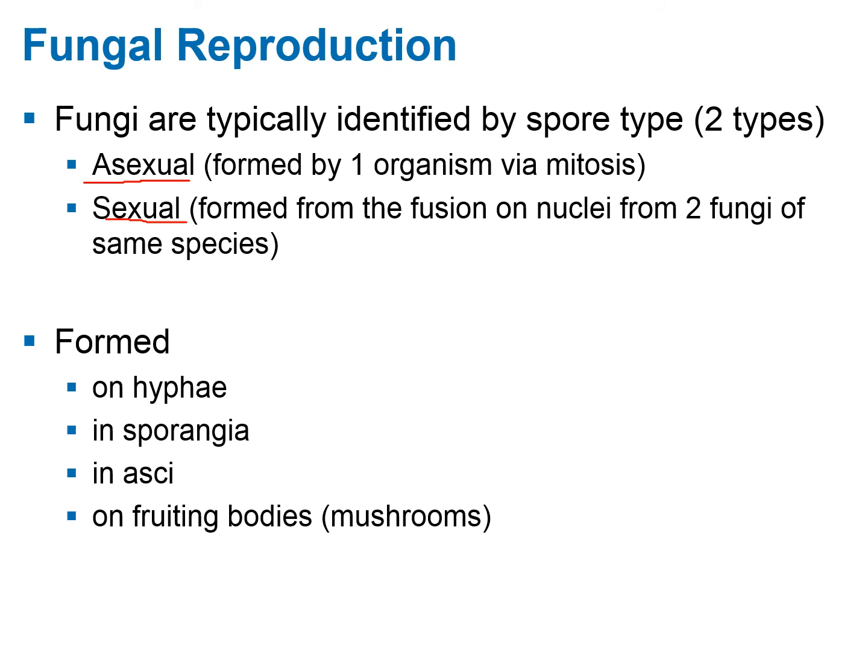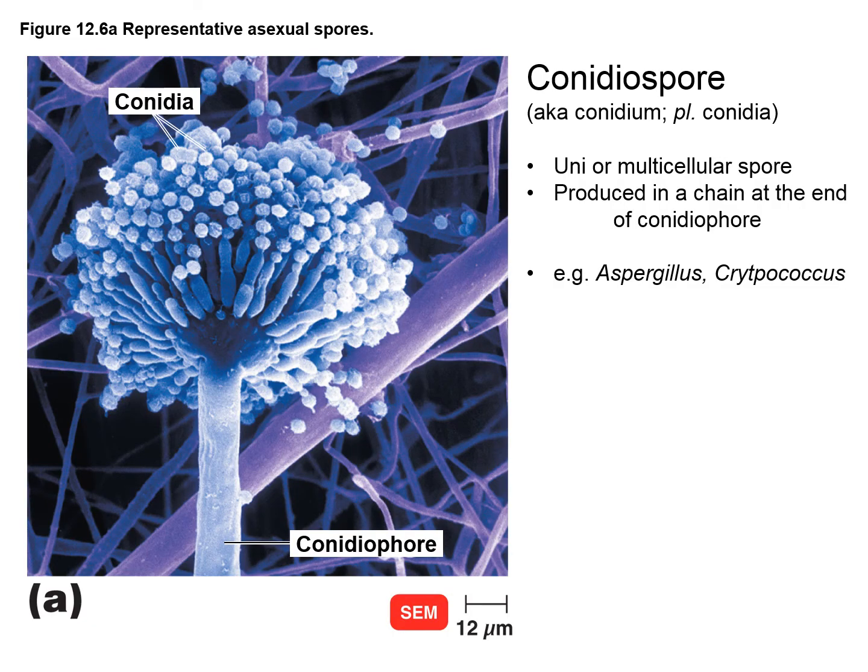Spores can be formed on hypha, in structures called sporangia. They can be formed in sacs called asci, and of course they can be formed on fruiting bodies. So now let's take a look at some of these asexual spores and how they're produced. The first type of asexual spore is called a conidia. So all of these little spheres that you see here, these are conidia, and they are formed on a special aerial hypha called a conidiophore.